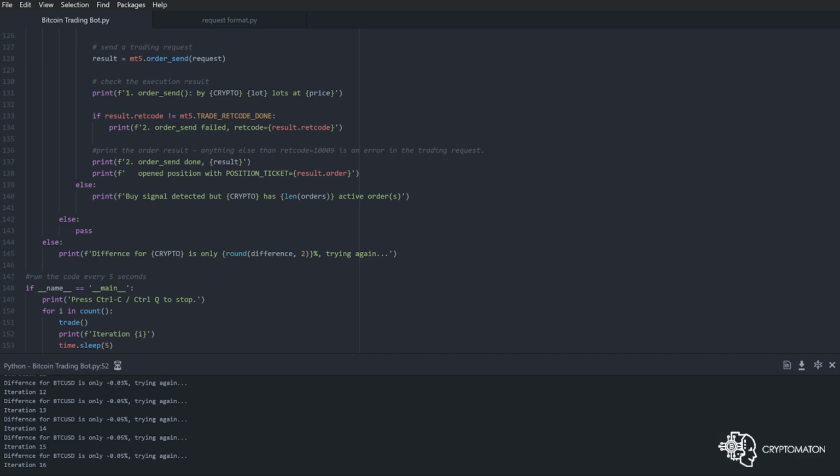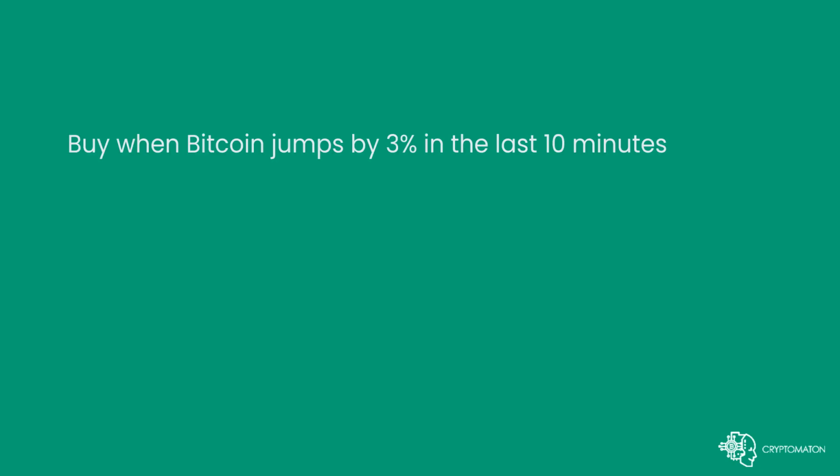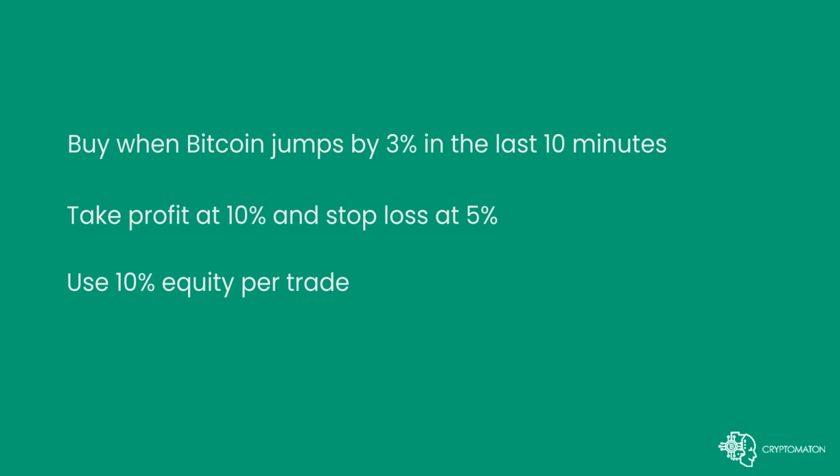Let's start by defining the strategy of our bot as well as the logic it will be operating on. We're only going to buy Bitcoin when the Bitcoin price jumps by at least 3% in the last 10 minutes in an attempt to catch an even higher increase. We're going to take the profit 10% and we have a stop loss for 5%. We're only going to be using 10% equity per trade and there's only going to be one active trade at any given moment.